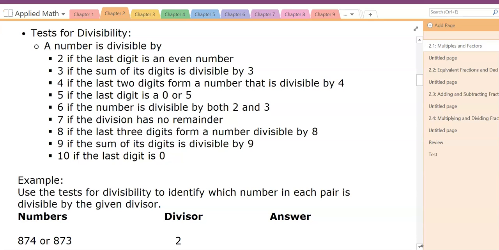Okay, so some of these rules we know. Some of them you've probably seen before, but you just may not remember. So 2, it's divisible by 2 if the last digit is an even number. That one we hopefully all already know.